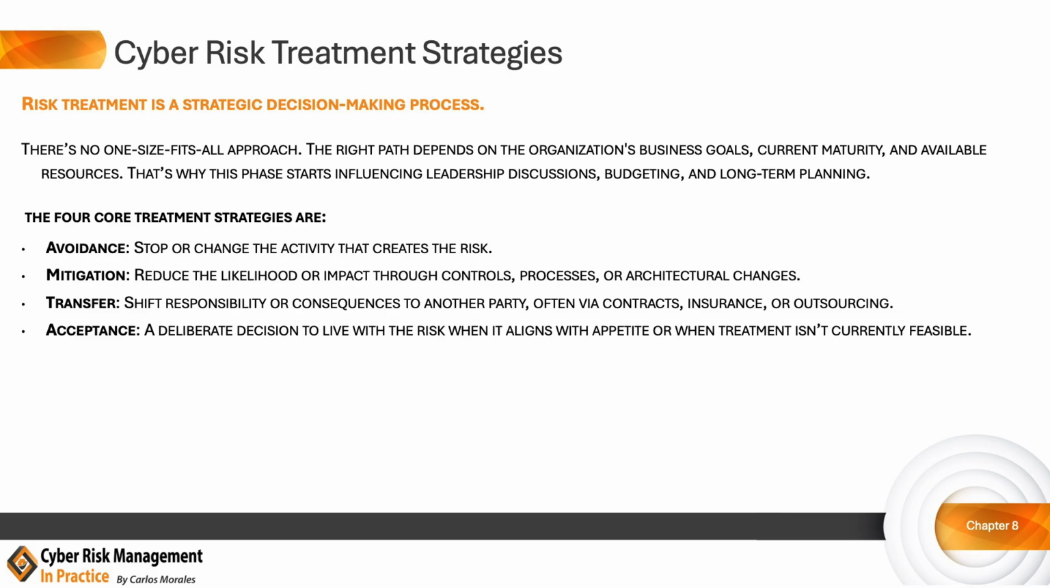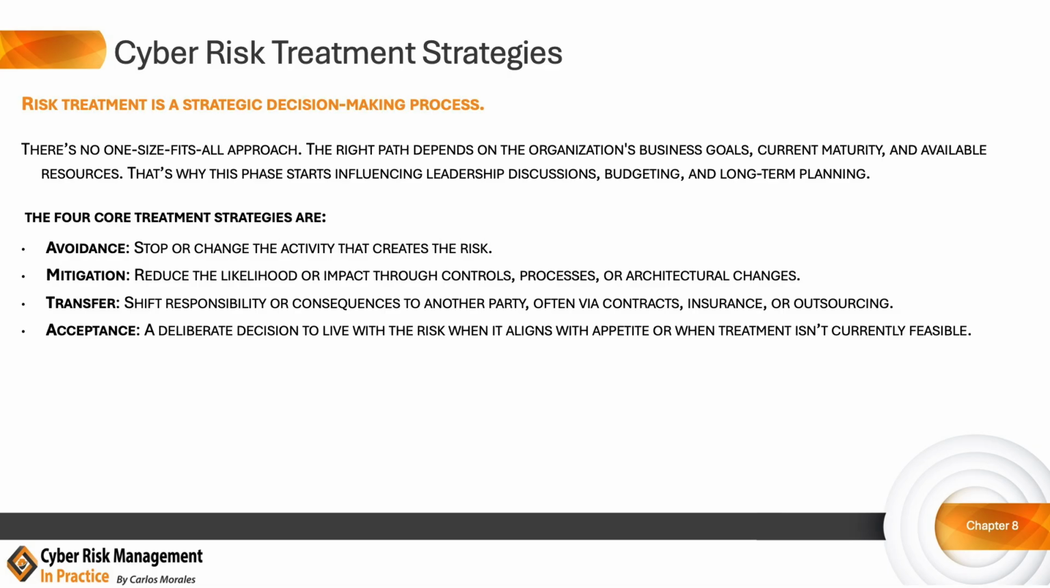Next is mitigation, the most common strategy in cybersecurity. Mitigation involves reducing either the likelihood or the impact of a risk by applying controls, changing processes, or improving architecture. The goal isn't to eliminate risk entirely, it's to bring it to a level that aligns with your appetite and capacity. Mitigation is where most of your technical and procedural controls come into play. Firewalls, access management, segmentation, monitoring, response plans, these all support mitigation.